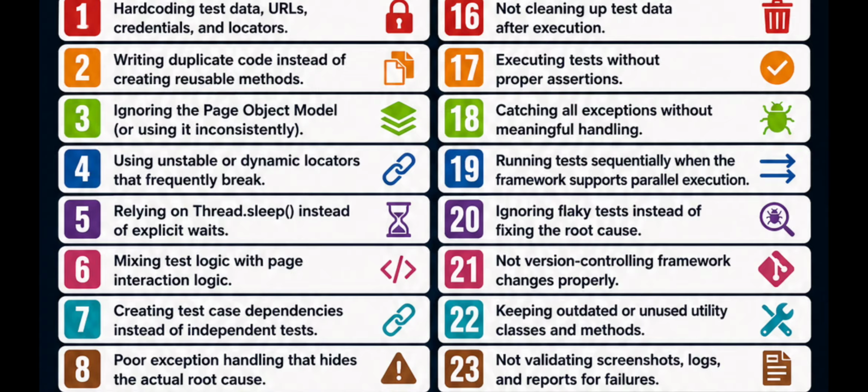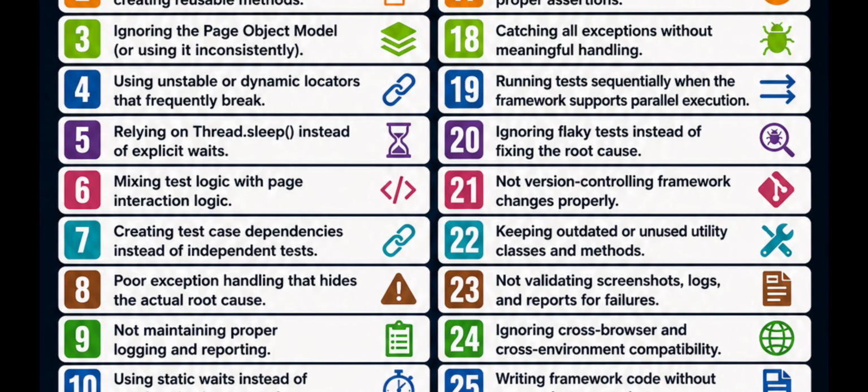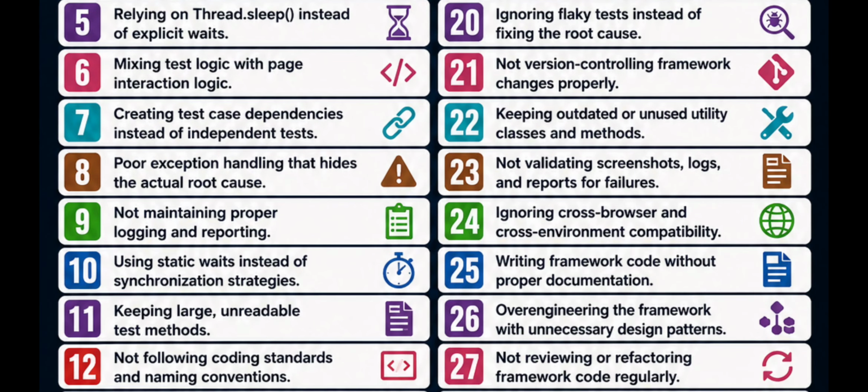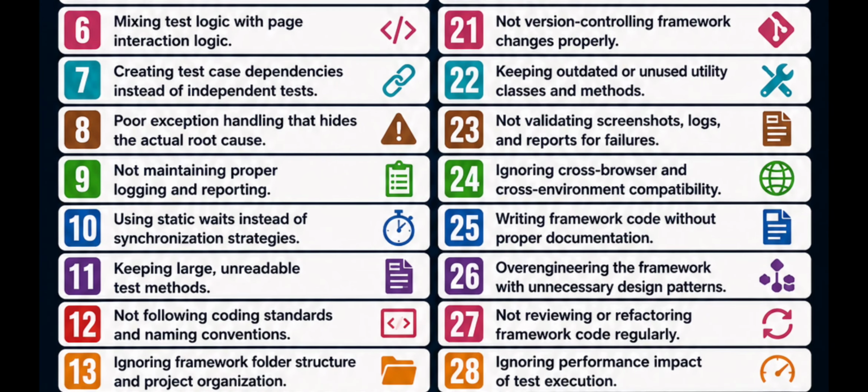And the sixth point that you need to avoid is mixing the test logic with the page interaction logic. And the seventh point that you need to avoid is creating the test case dependencies instead of independent tests. And the eighth point that you need to avoid is poor exception handling that hides the actual root cause. And the ninth point that you need to avoid is not maintaining the proper logging and reporting. And the 10th point you need to avoid is using the static waits instead of synchronization strategies.